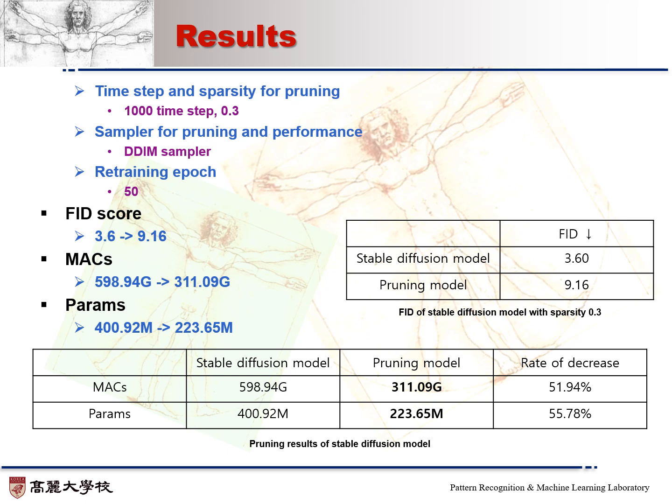Next, I'll present the result of this experiment and demonstrate how the pruning method compares to the baseline in detail. Time step was set to 1000 steps and the sparsity was set to 0.3. To evaluate pruning and performance, I used the DDIM sampler. Additionally, to fine-tune the model after pruning, I retrained it for 50 epochs.